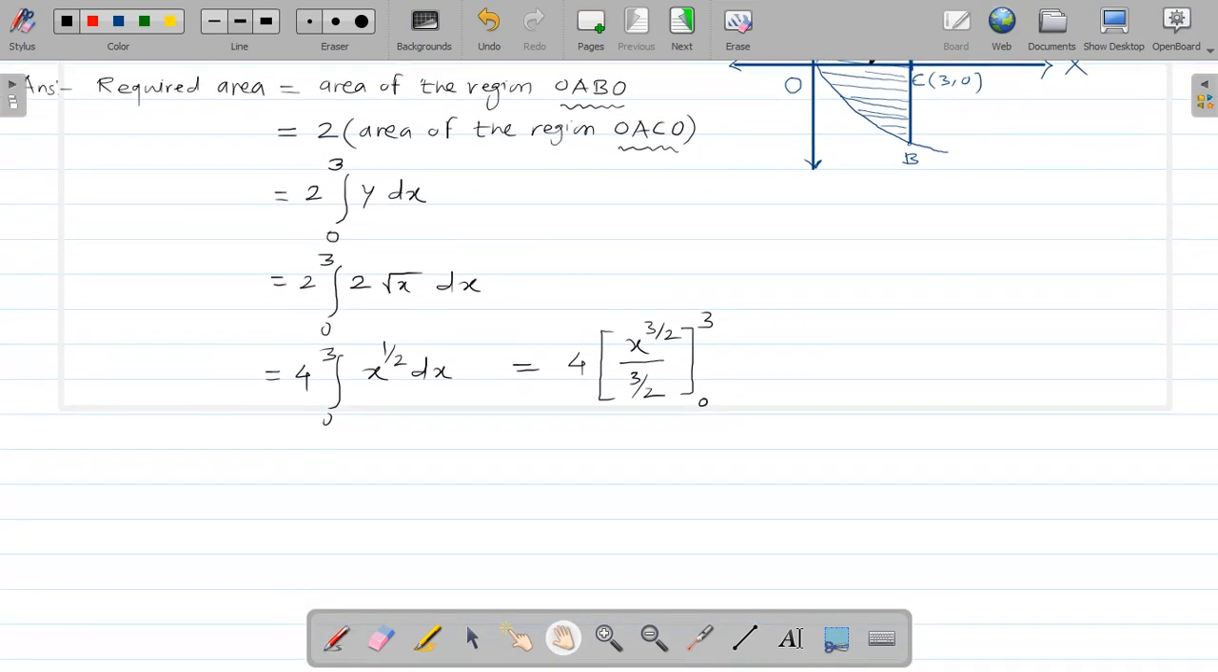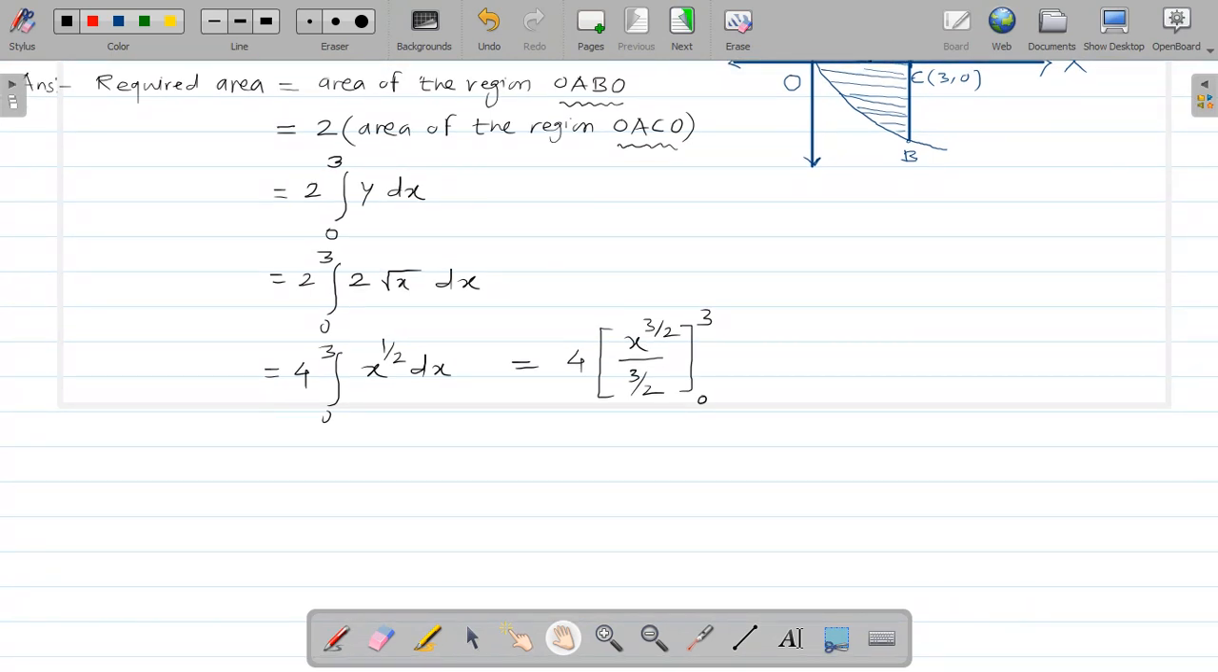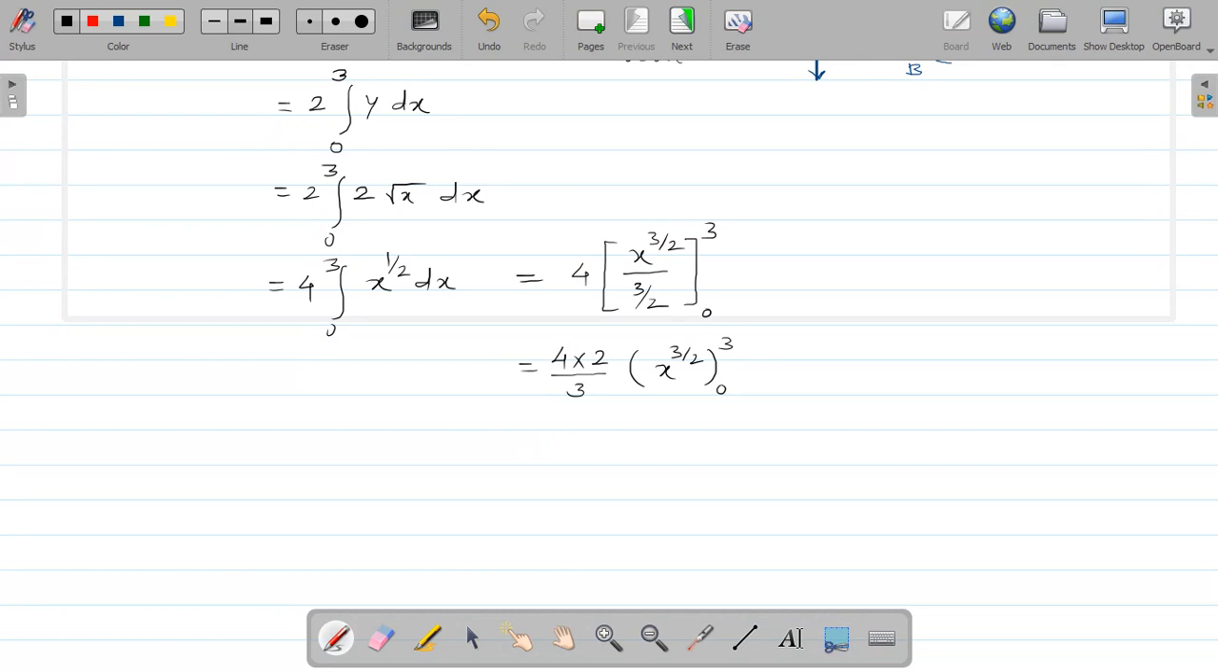See, x raised to n plus 1 upon n plus 1. Now by calculation, you have to take this 3 by 2 outside of the integration. So it will be 4 into 2 upon 3, and into bracket it is x raised to 3 by 2 from 0 to 3. Just the calculation now. So it is 4 into 2 is 8. So 8 upon 3, and if you put the upper limit first, then it will be 3 raised to 3 by 2 minus 0.